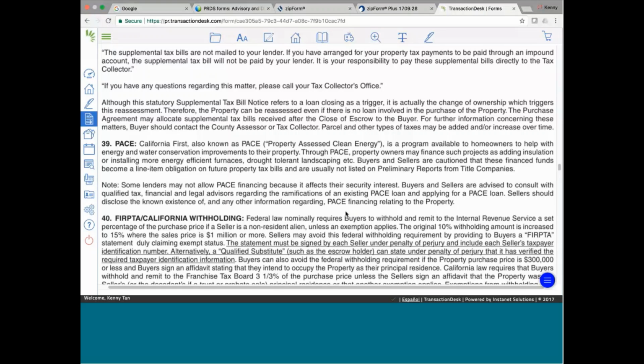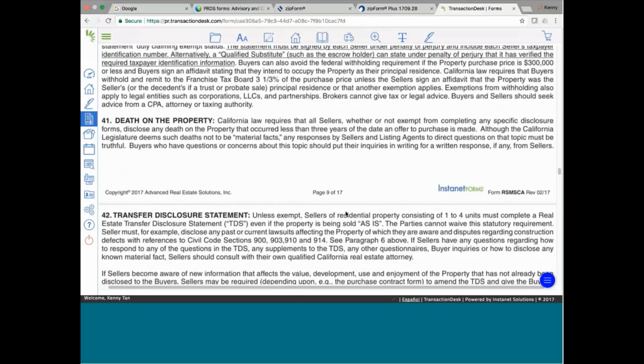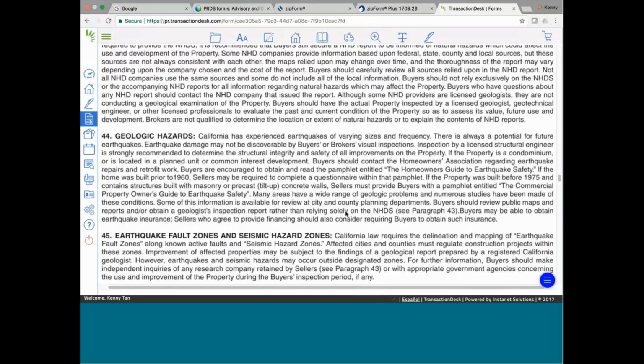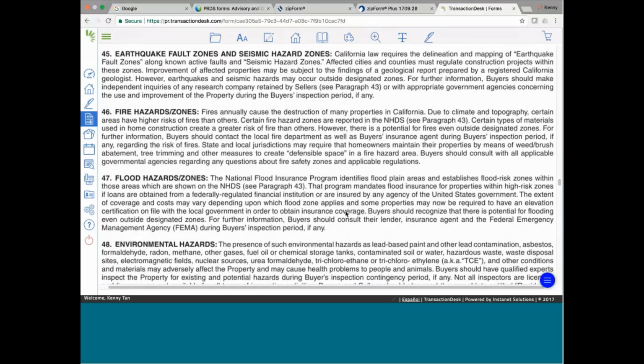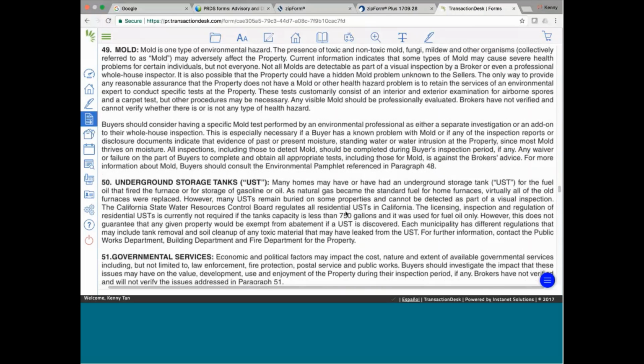Up top, California withholding, that one is nothing new. Debt on the property, nothing new. TDS, nothing new. Natural hazard disclosure, nothing new. Geologic hazards, earthquake fault zones and seismic hazard zone, nothing new. Fire hazard, same old, same old. Environmental hazard, same old, same thing. Underground storage tank, same.